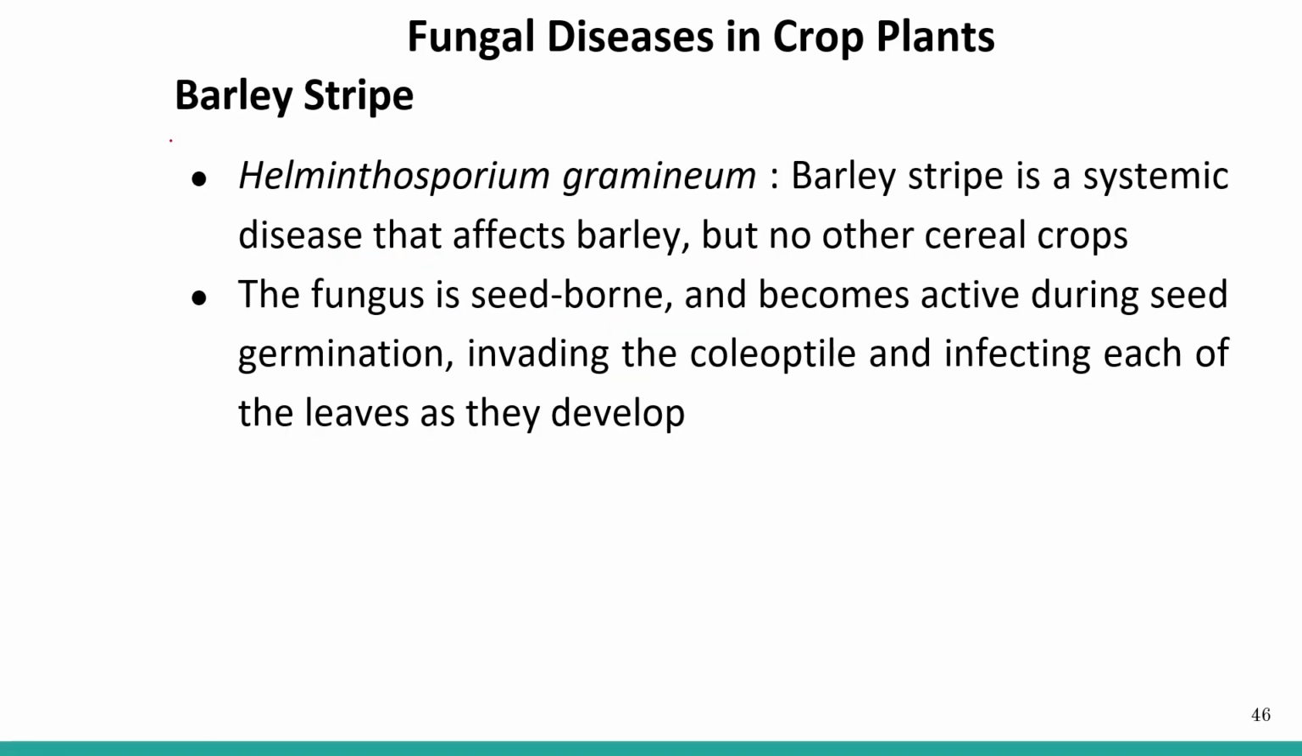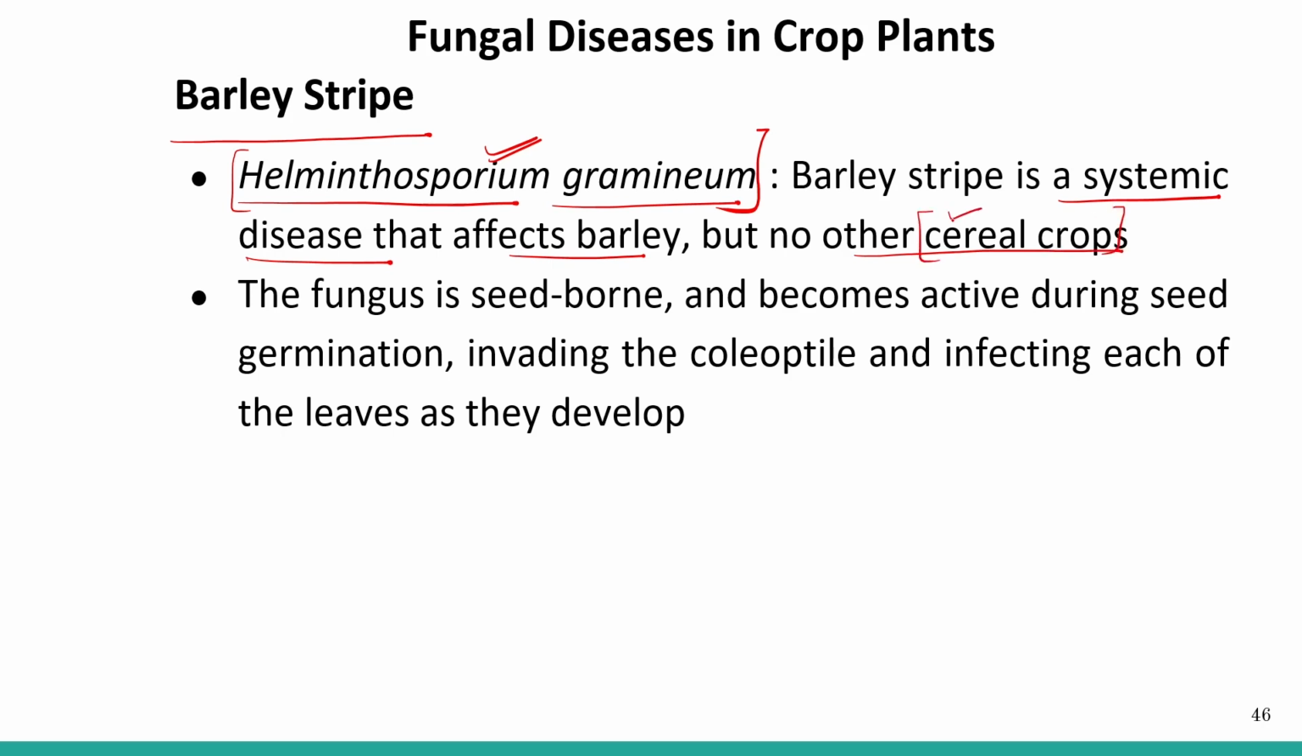Okay, so the first one is the barley stripe. Helminthosporium gramineum. This is the name of the fungus that causes barley stripe. Okay, so the barley stripe is a systemic disease that affects barley plant but no other cereal crops. So other cereal crops are protected. They do not get any infection with this Helminthosporium gramineum fungi, right? But the barley crop gets infected with this fungi and they cause stripe-like structures.